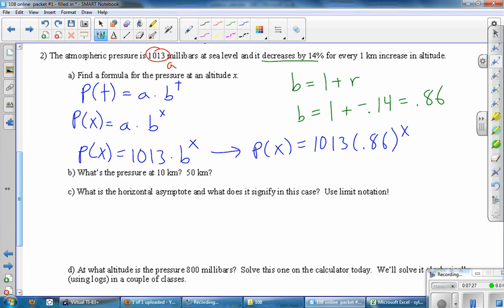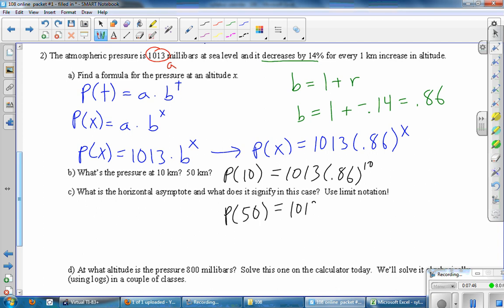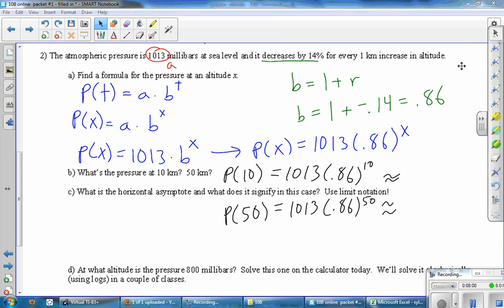Part B, what's the pressure at 10 kilometers and at 50 kilometers? So we just have to plug in 10 for x and then 50 for x. 1,013 times 0.86 to the 10. And we'll get a decimal there, and then same thing but with a 50. Okay, so let's type each of these things in.